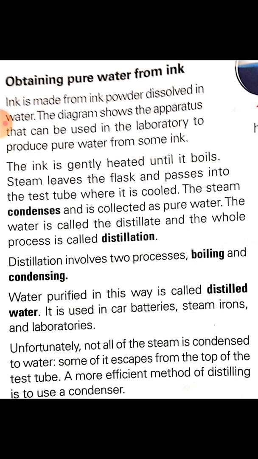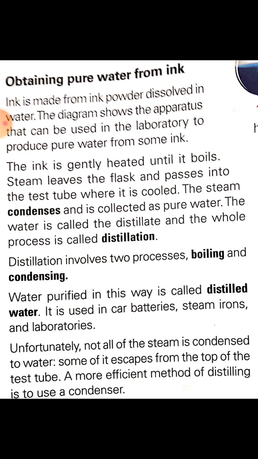Distillation involves two processes. The first one is boiling and the other one is condensing. Water purified in this way is called distilled water. The water which we get after this process is known as distilled water, and generally we use this in batteries, in steam irons, and in the lab.